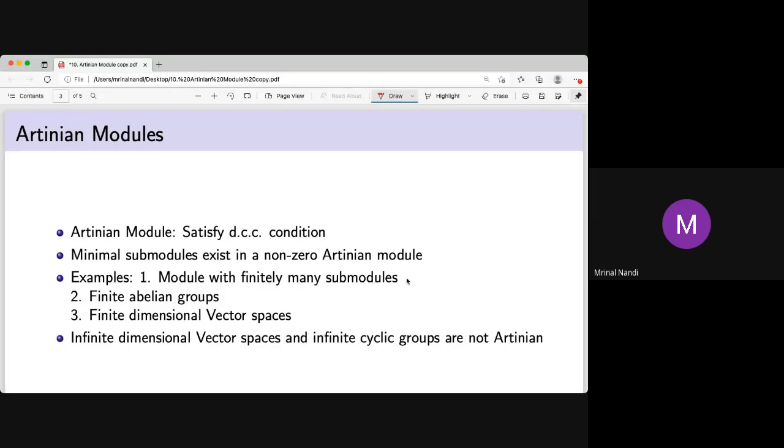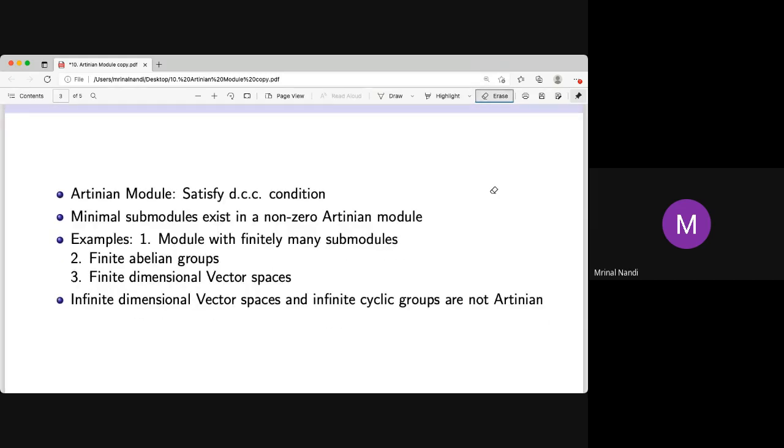But an infinite dimensional vector space is never Artinian. Infinite dimensional vector space, this is not Artinian. This is not just an example; it holds for all infinite dimensional vector spaces.